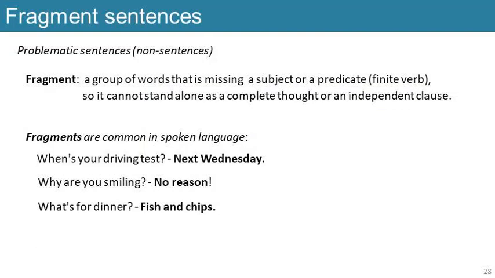The second kind of problematic sentence is the fragment sentence, or sentence fragment. This is a group of words that is missing a subject or a predicate with a finite verb. So it cannot stand alone as a complete thought or an independent clause. Fragments are common in spoken language, particularly in answer to questions. But traditional English language teaching materials generally treat fragments in written language as a problem to be avoided or corrected.